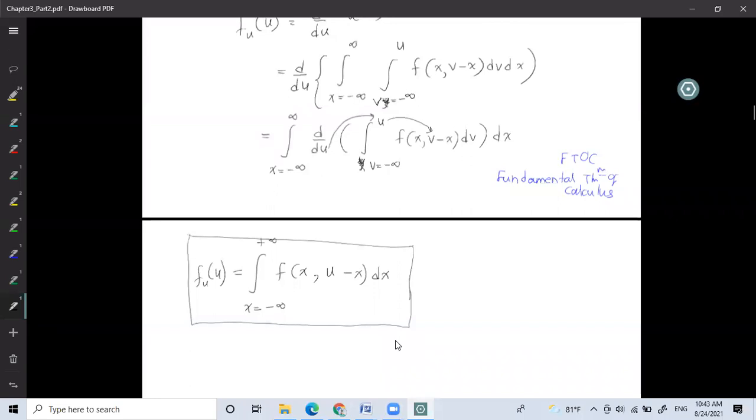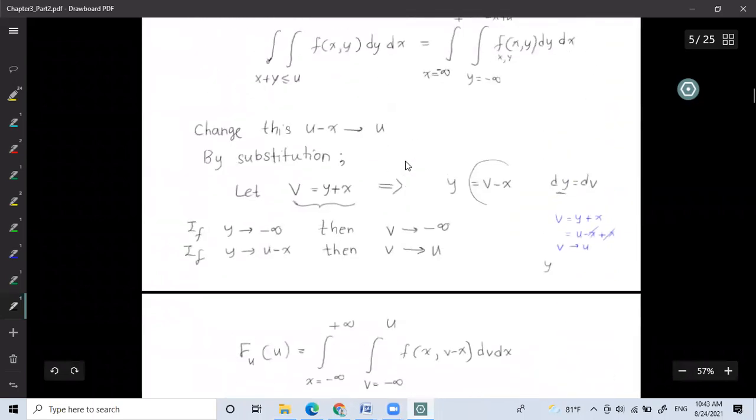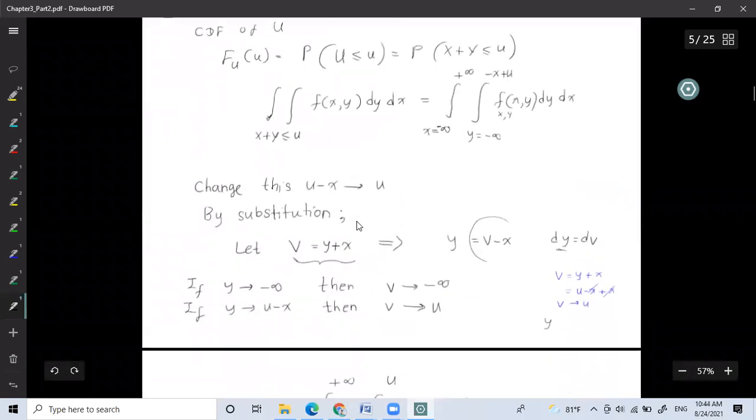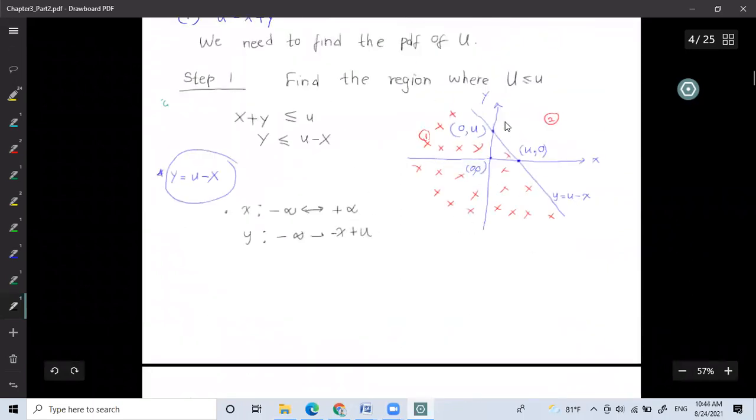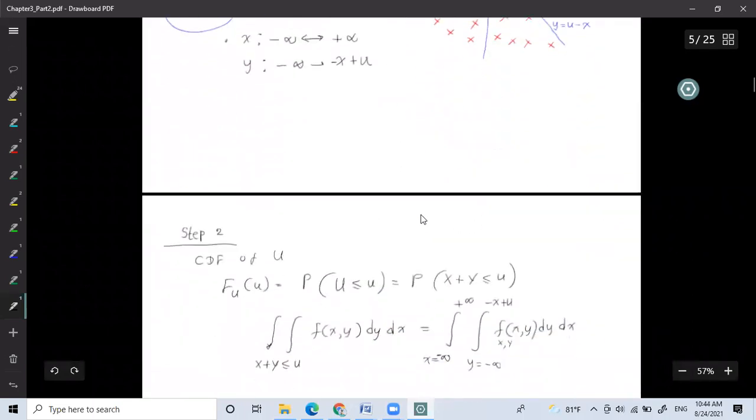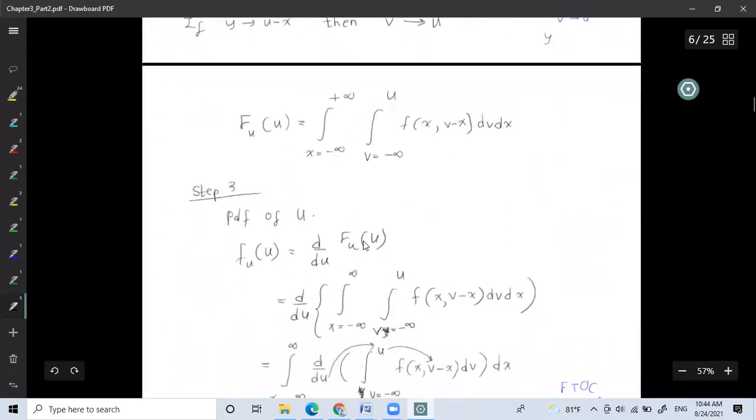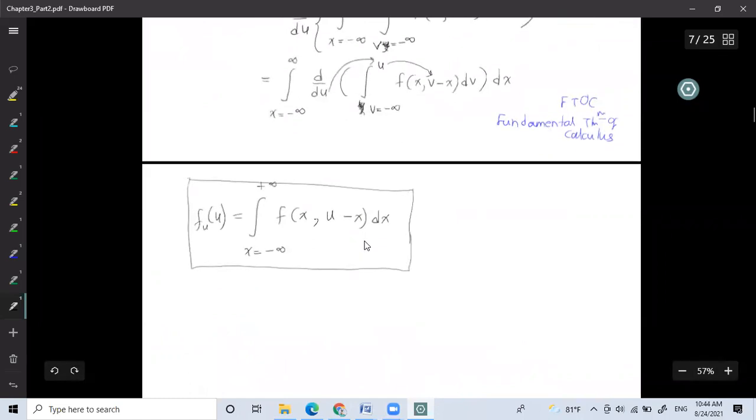and y. Since we did all the integrations with respect to y from the very beginning, we did everything with respect to y. We got the region with respect to y, and x was never touched. So therefore, our final answer is in the form of x and u.